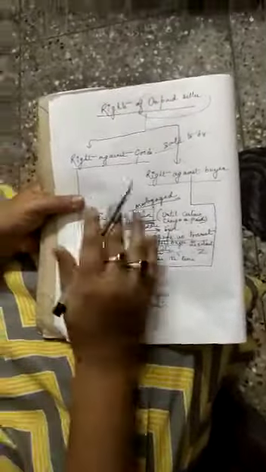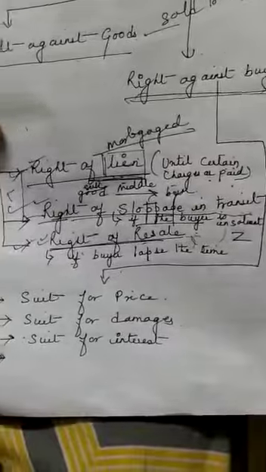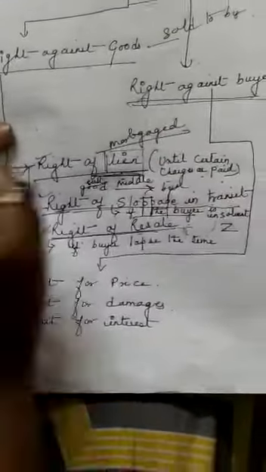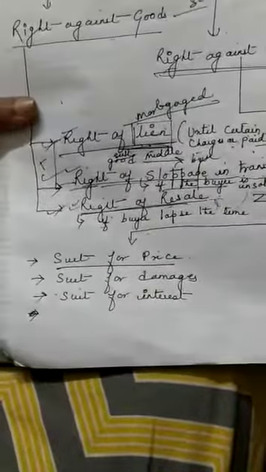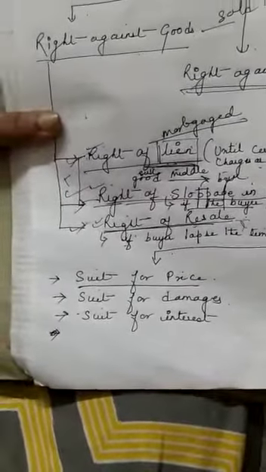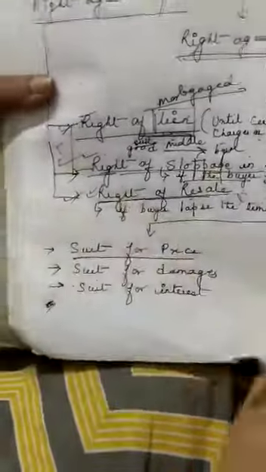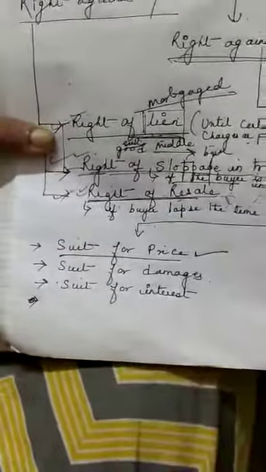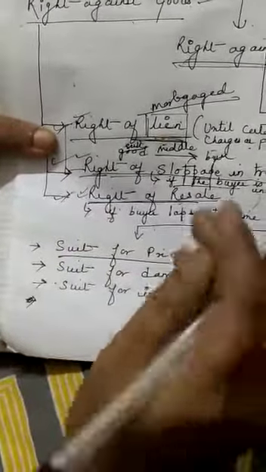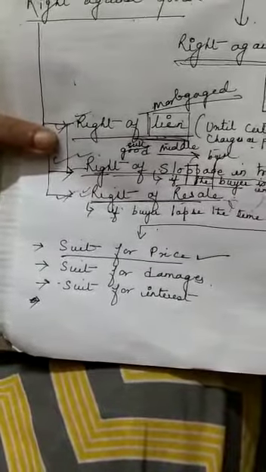Now, against the buyer, if the buyer failed to pay him, if the buyer failed to perform, he again has three rights. Right of suit, he can sue him. Suit means he can file a case against him in the court of law. That will be suit for price of goods. That means he can sue in the court that I need my goods price.